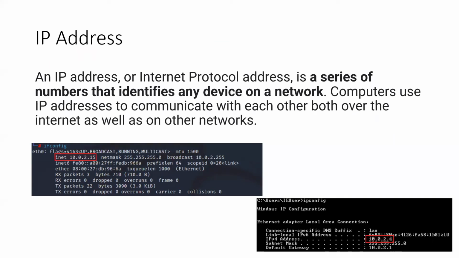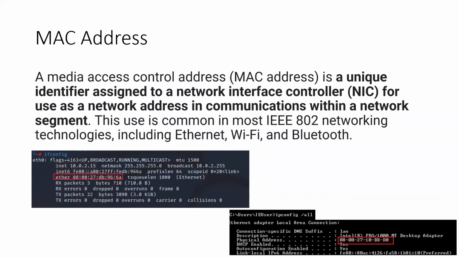All right, so we have MAC. Now, a MAC address is a unique identifier assigned to a network interface controller, or a NIC card, that uses a network address in communications within a network segment. This is commonly used for IEEE 802 networking technologies, including Ethernet, Wi-Fi, and Bluetooth. So what is really a MAC address? You have to remember that each machine in your network has a MAC address, and that's our layer two address when we come down to it.